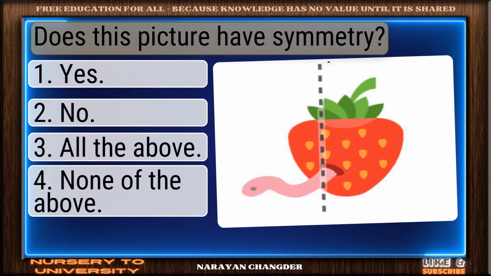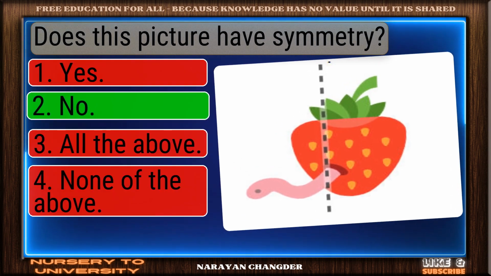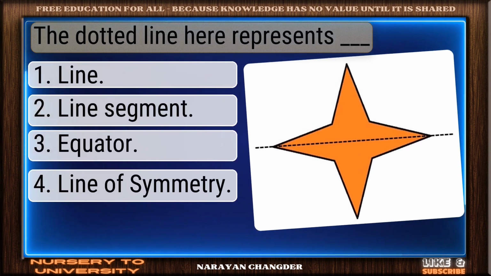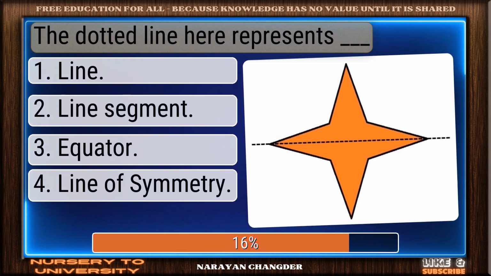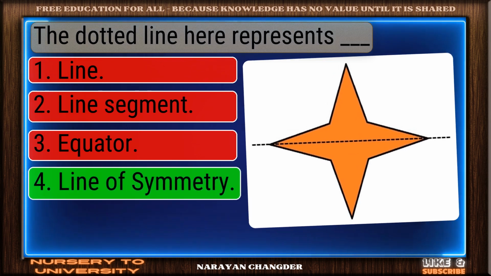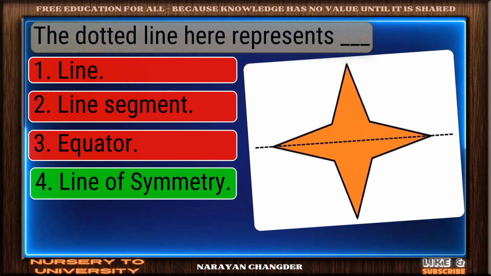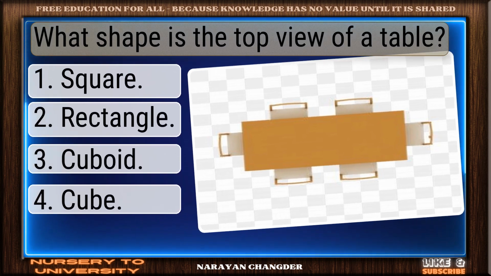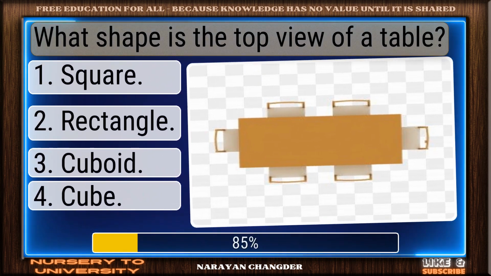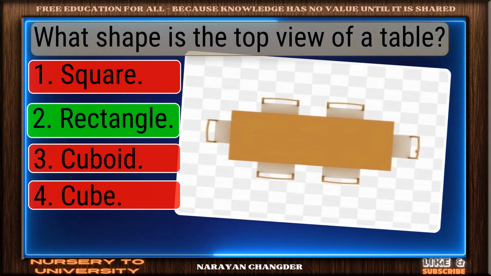Does this picture have symmetry? Right choice. No is the best answer. The dotted line here represents a dash. Exactly. Line of symmetry makes sense, and it is the right choice. What shape is the top view of a table? Right again. Rectangle is a valid answer.